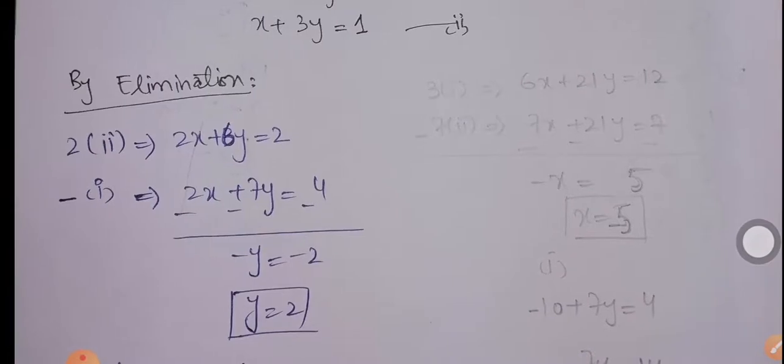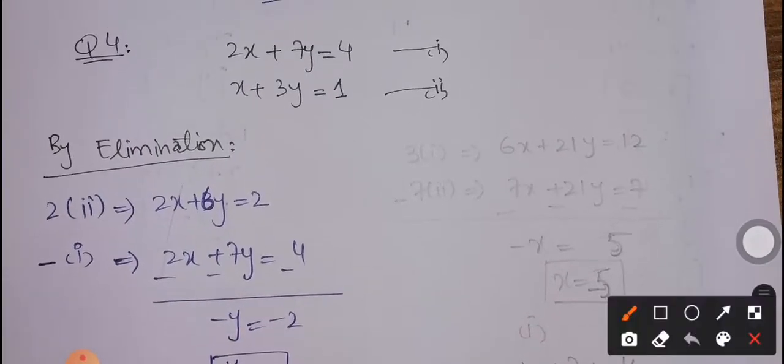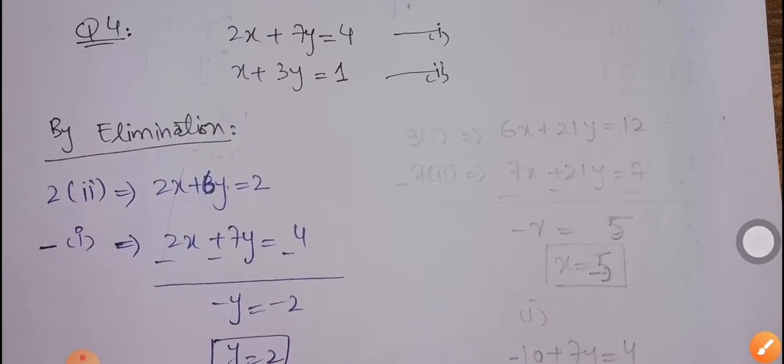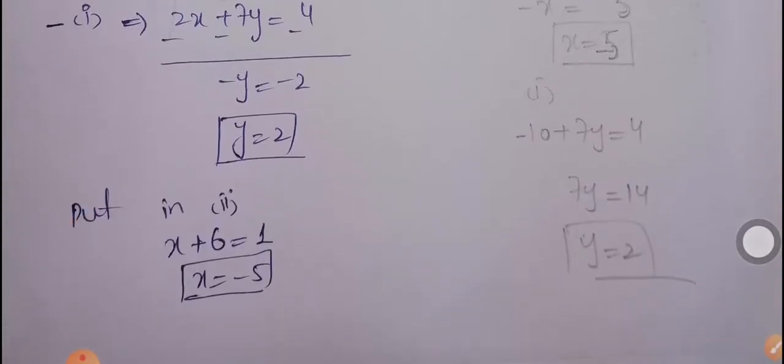On the other side, if we want to eliminate x, it's quite simple and easy, because we just multiply equation 2 with 2 so that the coefficient becomes the same. So I'm multiplying equation 2 by 2, giving 2x plus 6y is equal to 2, and then we will subtract the equations because both have the same signs. So we get y is equal to 2, and then inserting this value in equation 1 or 2, you get the value of x, which is minus 5 in this case.